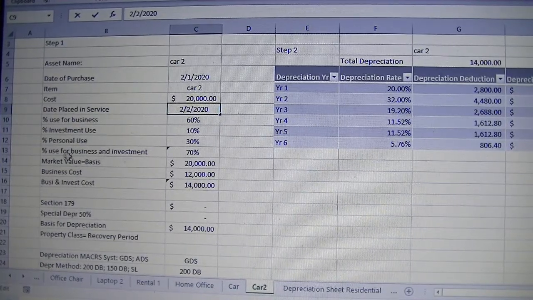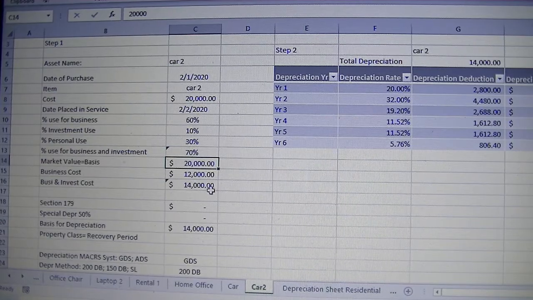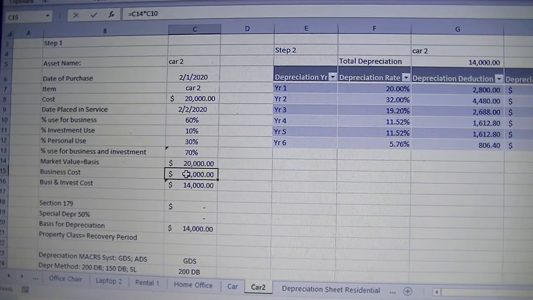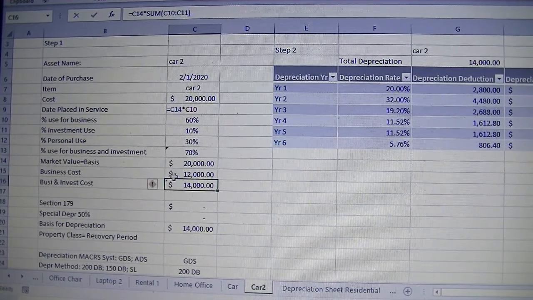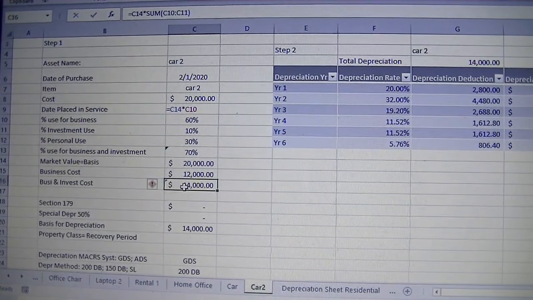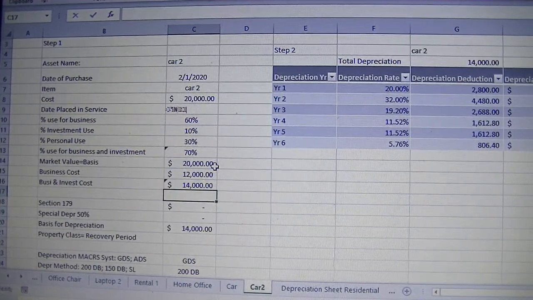So the percentage used for business and investment is 70%, 60 plus 10. So the market value, since we purchased in 2020 and started using it in the business in 2020, is the same as the cost, $20,000. So the cost related to the business use is $20,000 times 60%. And the cost related to business use and investment is $20,000 times the sum of 60 and 10%, or times 70%. So that's $14,000.